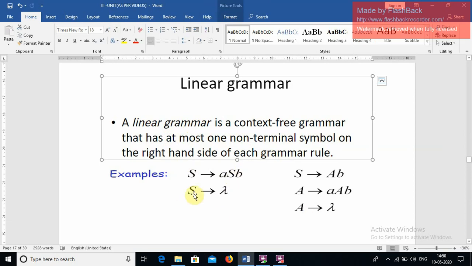These are the examples: S to A, S, B, at most one non-terminal here, and here also at most one non-terminal. Context free grammar means the left hand side consists of only one non-terminal, but linear grammar means the right hand side has at most one non-terminal.